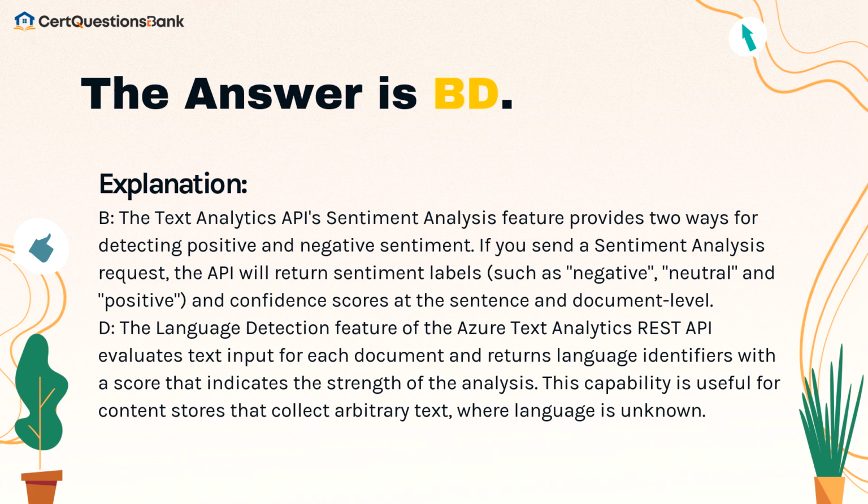B. The Text Analytics API's sentiment analysis feature provides 2 ways for detecting positive and negative sentiment. If you send a sentiment analysis request, the API will return sentiment labels, such as negative, neutral, and positive, and confidence scores at the sentence and document level.